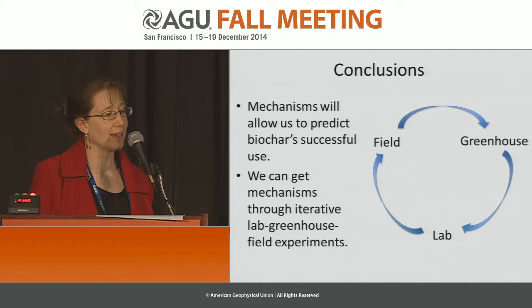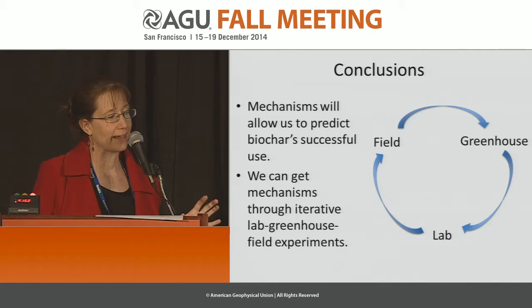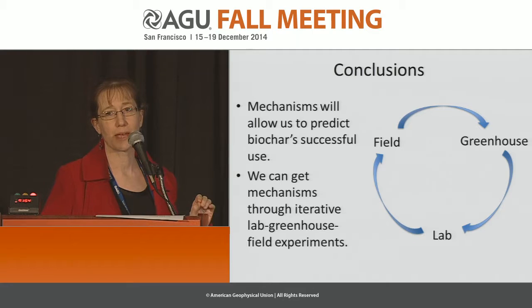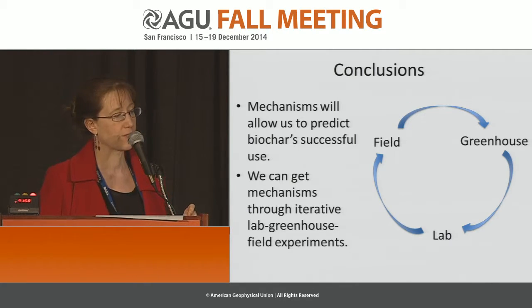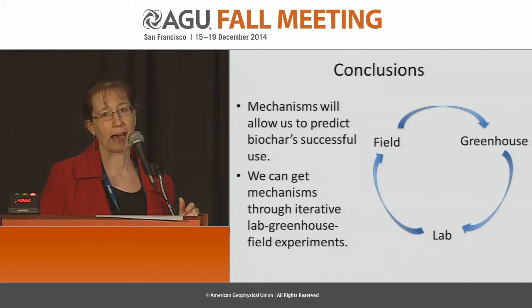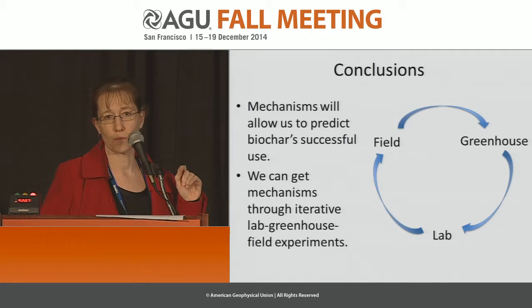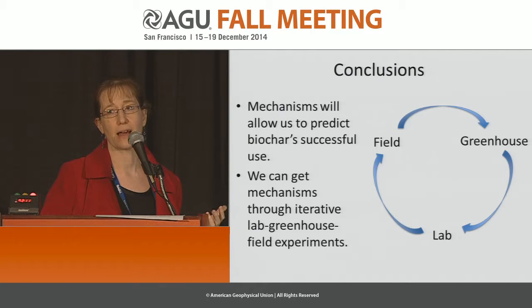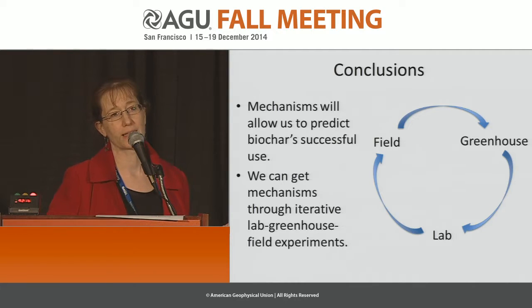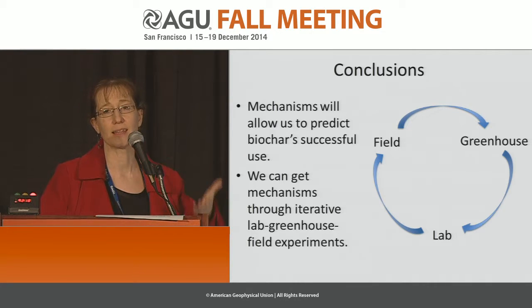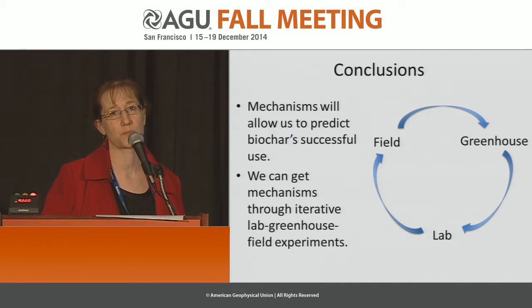So finally, I want to end by saying we really have to get at these mechanisms so that we can make meaningful predictions for where biochar can be used successfully. And we get at these mechanisms through iterative experiments. We do experiments in the lab to get at what might be possible. We reproduce those in the greenhouse at highly replicated conditions to get at statistical significance, and then that allows us to use our field experiments most effectively.